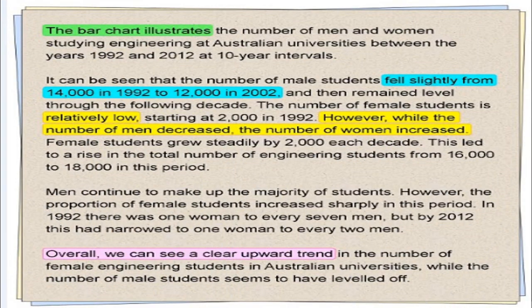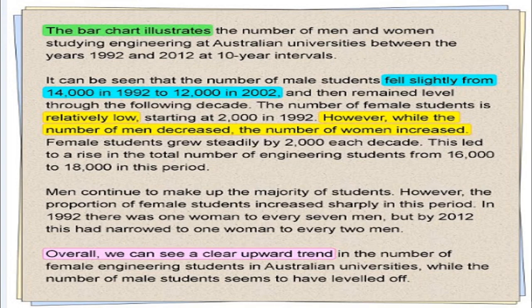Here I have written in my opinion, you can try by yourself. Right. The bar chart illustrates the number of men and women studying engineering at Australian universities between the years 1992 and 2012 at 10-year intervals. It can be seen that the number of male students fell slightly from 14,000 in 1992 to 12,000 in 2002, and then remained level through the following decade.